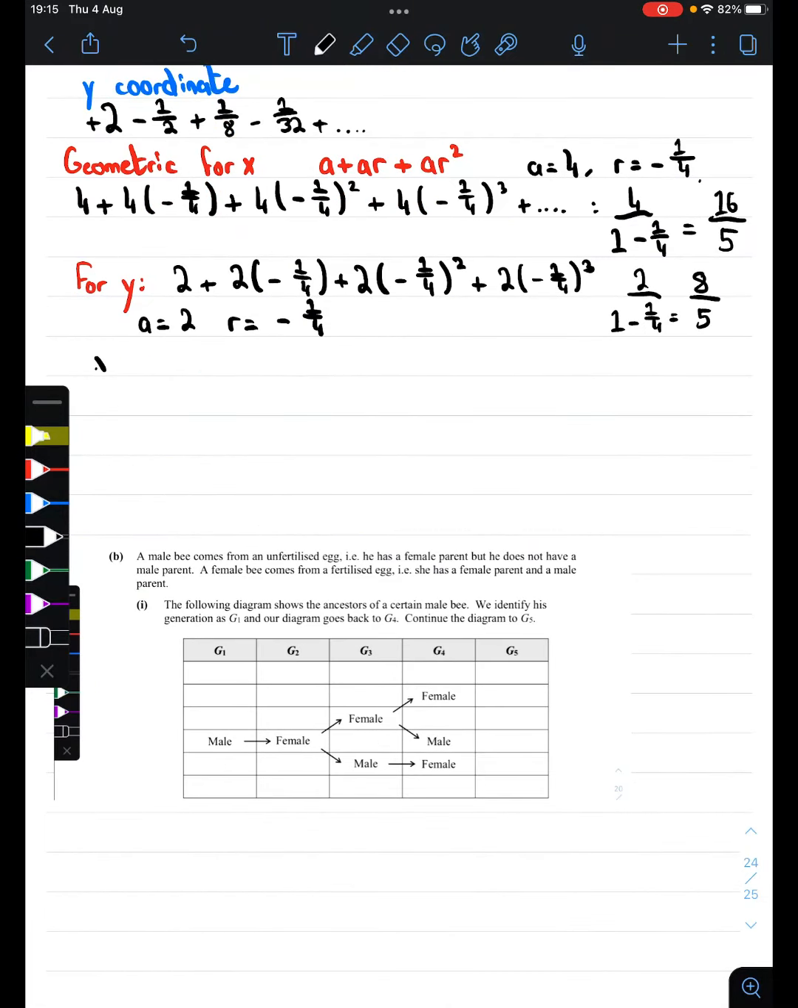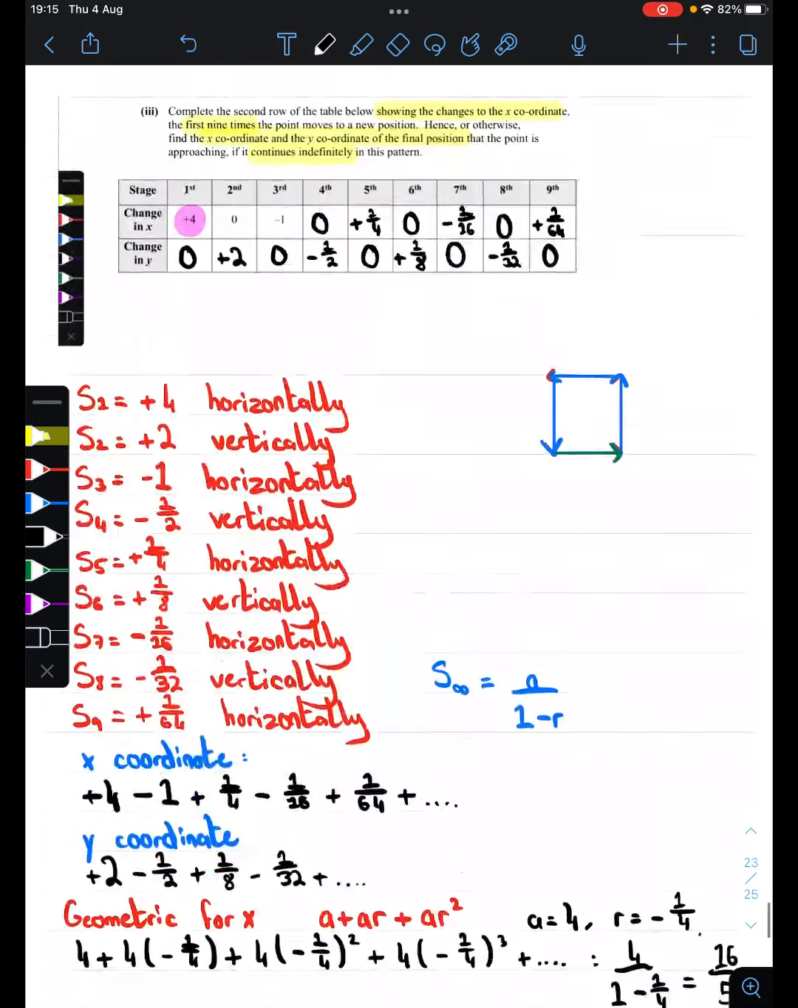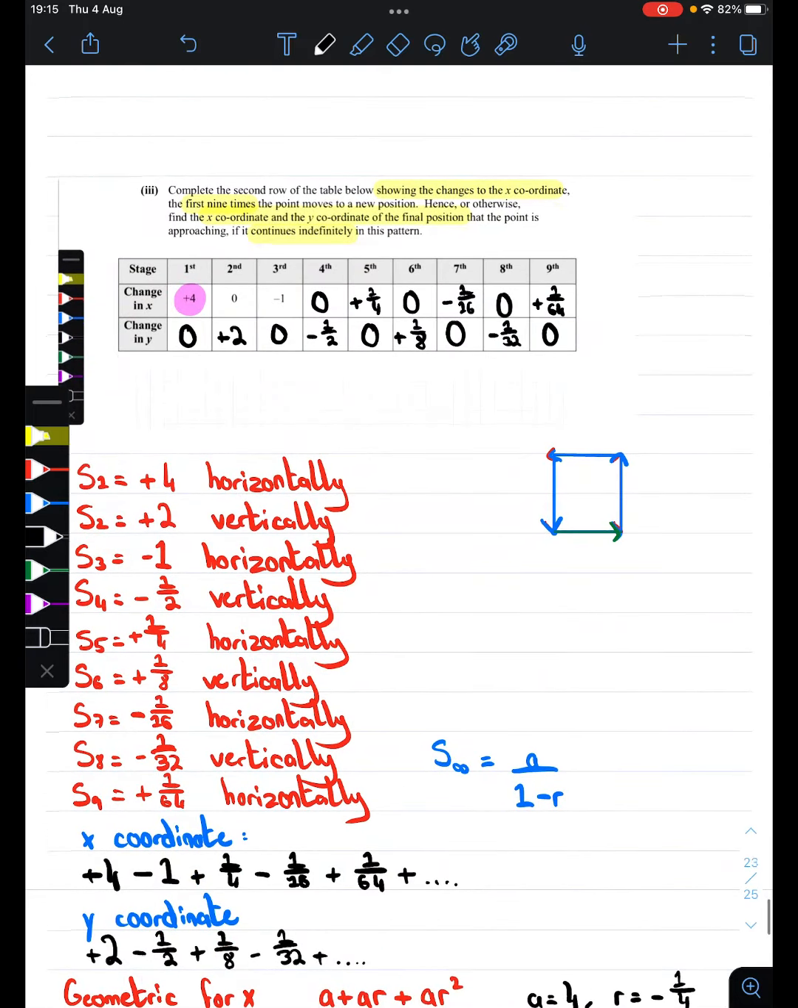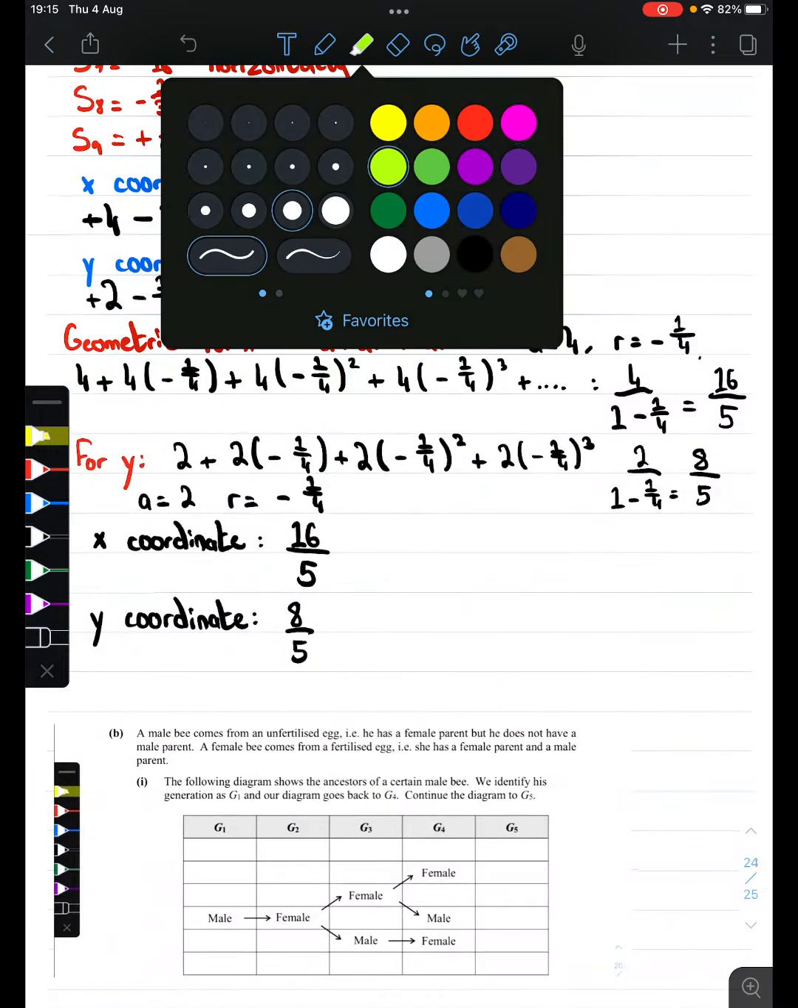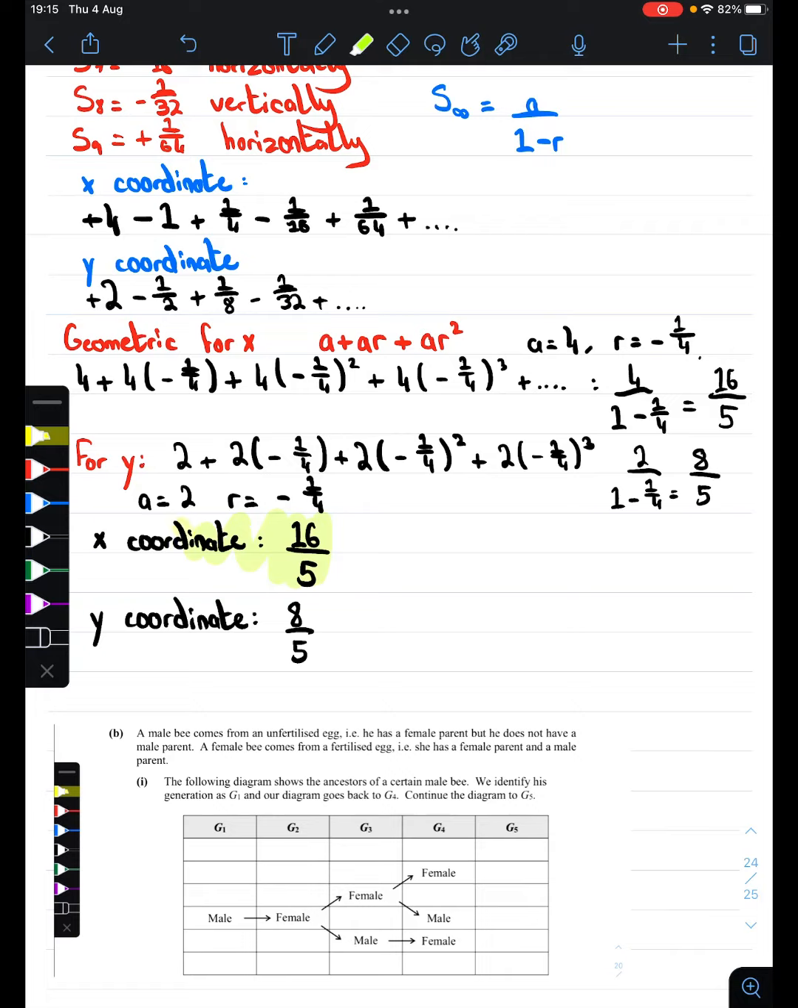So the final x-coordinate, or the limit of the x-coordinate, is 16 over 5. And the limit of the y-coordinate is 8 over 5. And that's what they were looking for us to find. So that's just it.